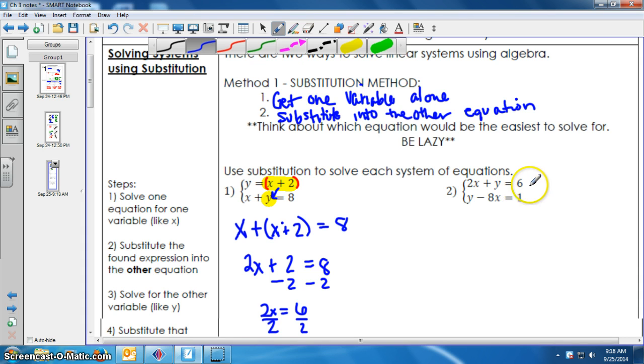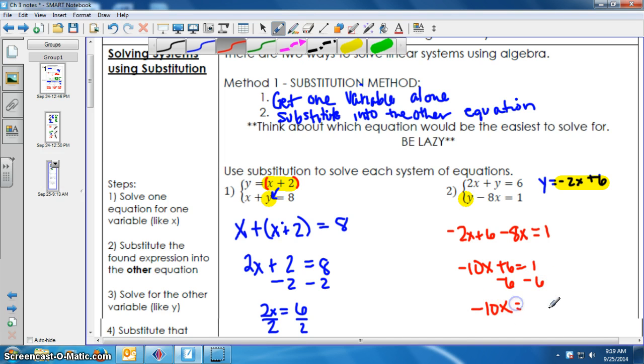It looks like the easiest one for me, I could do either, but I could just subtract this 2x to get it over here, and now y is by itself. So I can replace y with negative 2x plus 6. I'm going to replace that y with that negative 2x plus 6. No longer is there a y, and then I bring the rest of that equation down. Remember, you're plugging it into the second one. Now we can combine like terms, the x's, and we can solve.